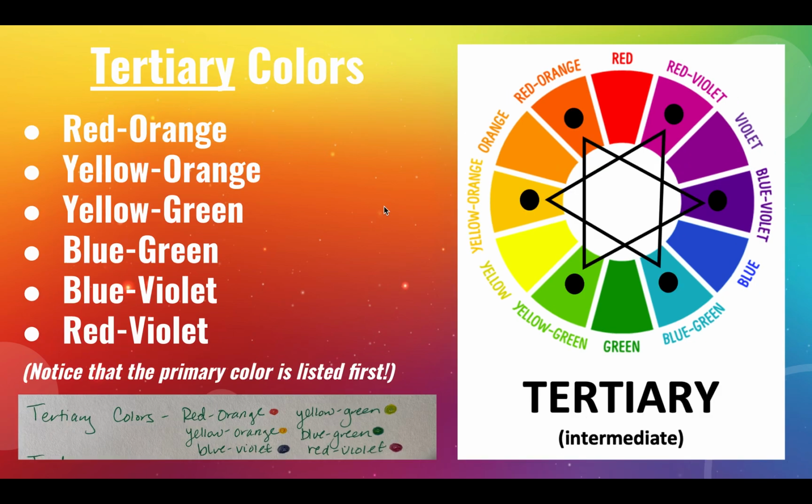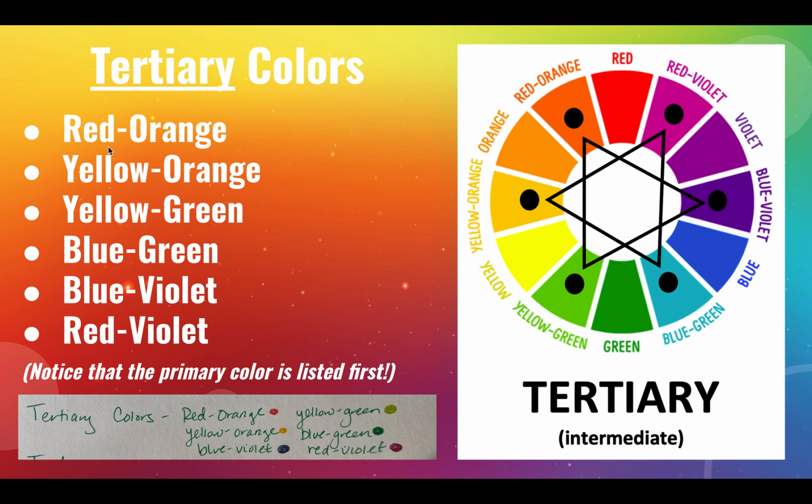And then lastly, we have tertiary colors. It's kind of a weird word, tertiary. So these are all the other colors in between. We have 6 total. So under tertiary colors, we have red orange, yellow orange, yellow green, blue green, blue violet, and red violet. So they're all 2-word words.